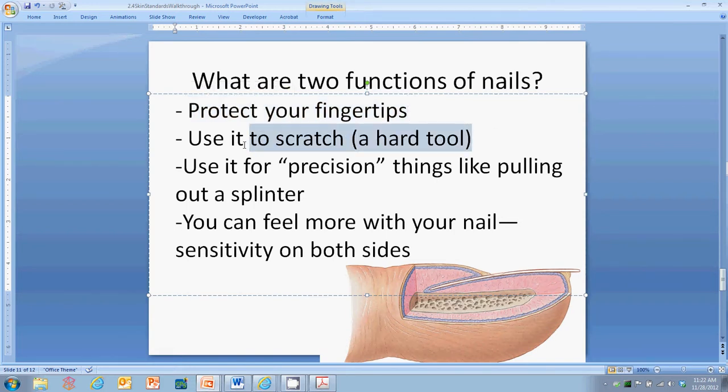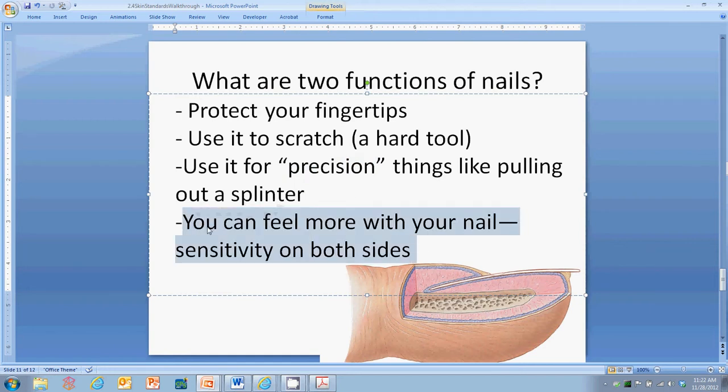You can use your nails to scratch like a hard tool, right? We don't have any other parts of our body really that are that hard, and nails can be that scratching thing for us. We can use it for precision things like pulling out a splinter. If you want to get a tiny splinter and you don't have tweezers on hand and you have long nails, you can use those nails like precision tools, so like small things that are hard to grab with just your fingers. You need your nails.